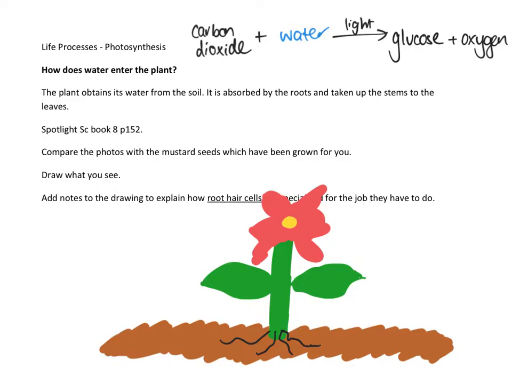And the roots are in the soil, and the roots are responsible for taking water up from the soil. And then water will travel in through the roots, up the stem and into the leaf, if you can follow my blue arrows there. That's summarised in this statement here, which you might want to highlight. The plant obtains its water from the soil. It is absorbed by the roots and taken up by the stems to the leaves.